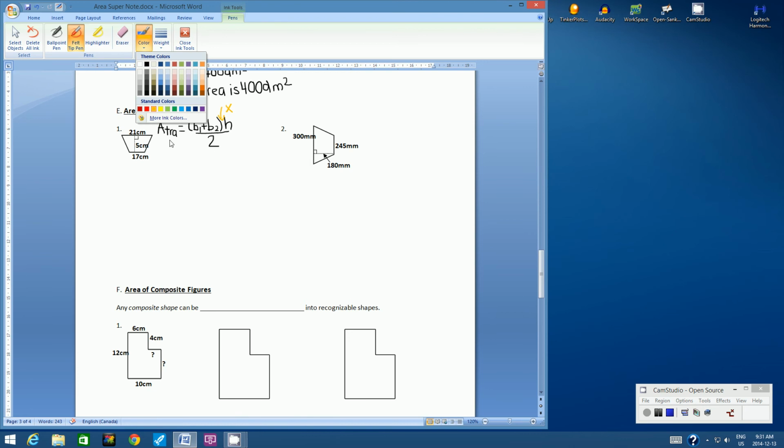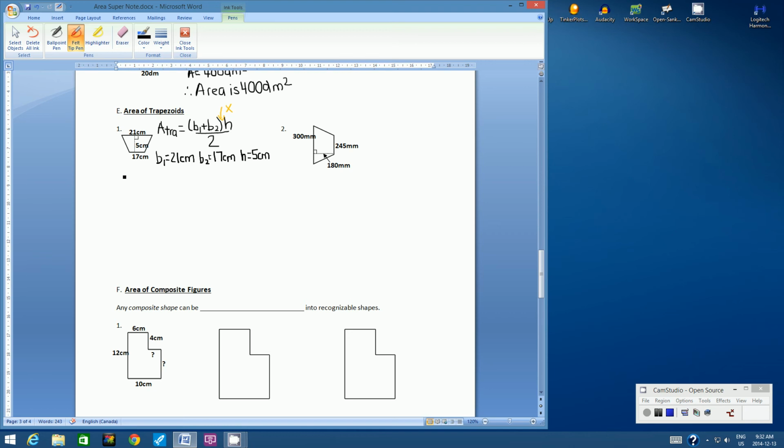Okay, so line number 2, what do we know? Well, we know base 1 and base 2 right here. So base 1 equals 21 centimeters. Now I've made base 1 the longer side, but I don't think there's any rule to that. Base 2 is 17 centimeters. We know the height. Look for this dotted line here. The height is 5 centimeters.